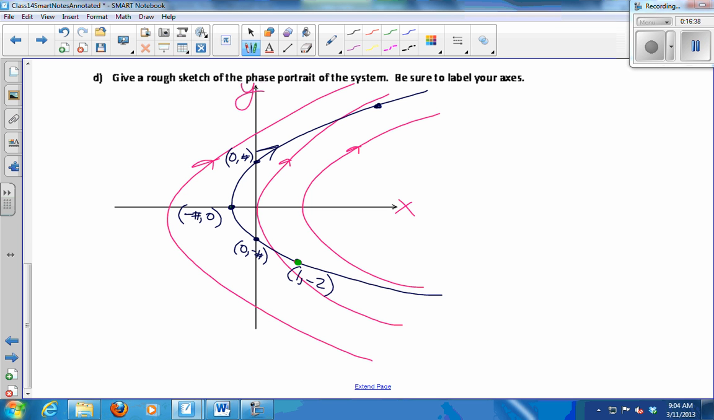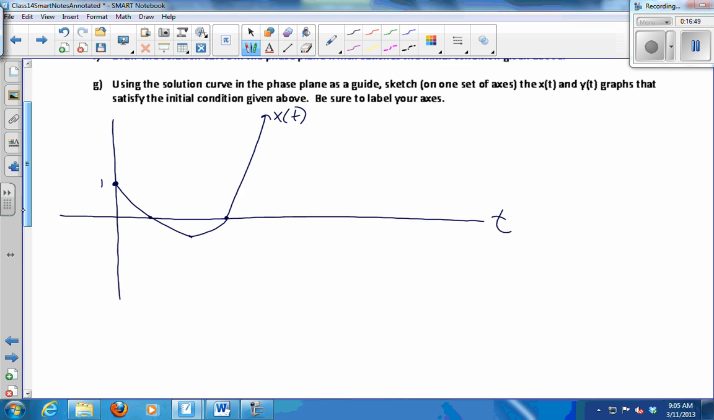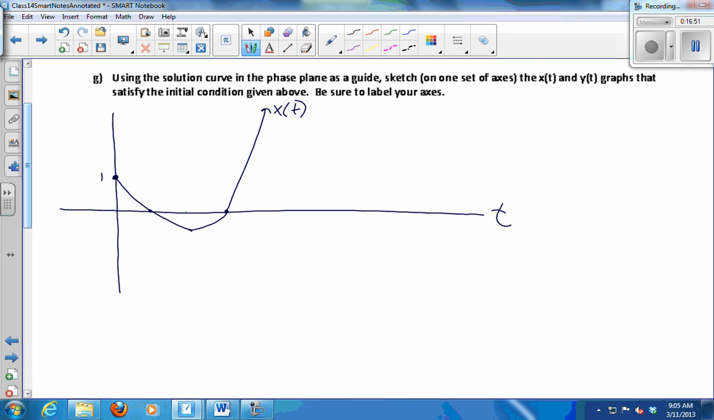And it hits 0 at the same place that my x-coordinate hit its minimum. When my x-coordinate was the smallest is when my y-coordinate hits 0. So I go back to my sketch here. So at this t value, when my x was the smallest is when my y is 0.